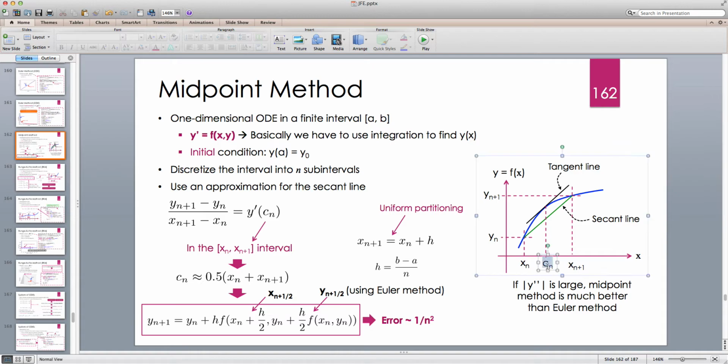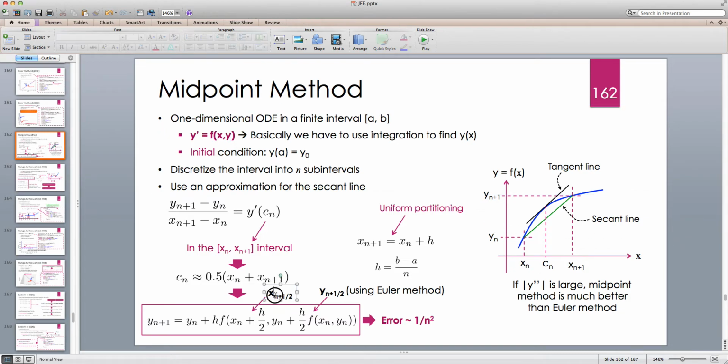So we don't know where Cn is, but we can use exactly the midpoint of the interval as an approximation for Cn. So Cn is approximately 0.5 times xn plus 1, that is, the midpoint. But then the other thing is that now we need to be able to calculate y prime at Cn, at the midpoint. So y prime is f of x and y. We know the x at the midpoint, which is Cn. But I do not know the value of the function at the midpoint, right? I don't know what y at n plus 1/2 is.